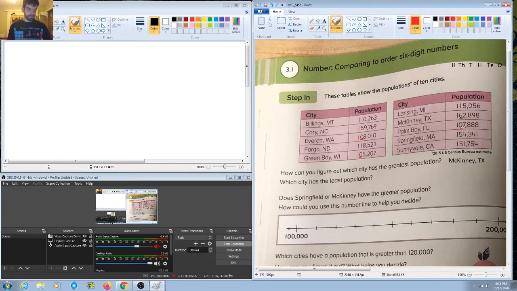Okay. So we have 3 candidates for the smallest, or the city with the least population. That's going to be Everett, Washington, Green Bay, Wisconsin, and Springfield, Massachusetts. But as you can see, there's a tie in the 10,000th place. So what we're going to do is go to the 1000th place and find the smallest number in that place value. That will tell us which of the 3 possible candidates is the smallest population.